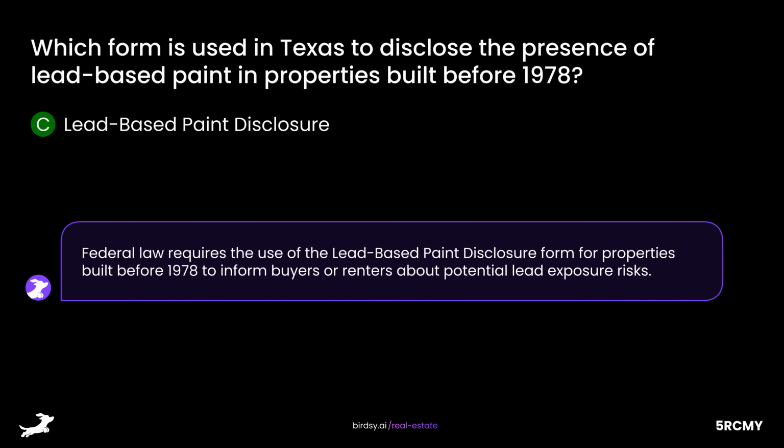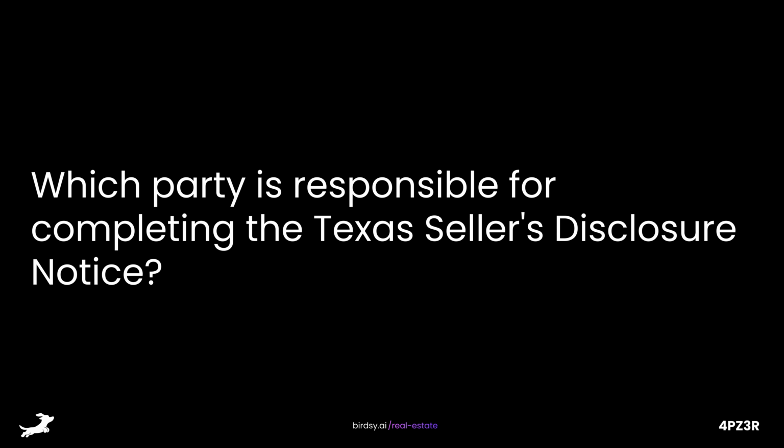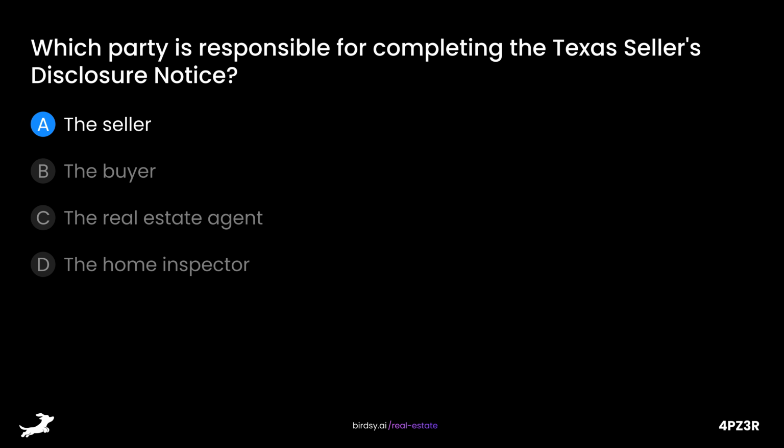Federal law requires the use of the lead-based paint disclosure form for properties built before 1978 to inform buyers or renters about potential lead exposure risks. Which party is responsible for completing the Texas seller's disclosure notice? Is it A, the seller, B, the buyer, C, the real estate agent, or D, the home inspector? The answer is A, the seller.